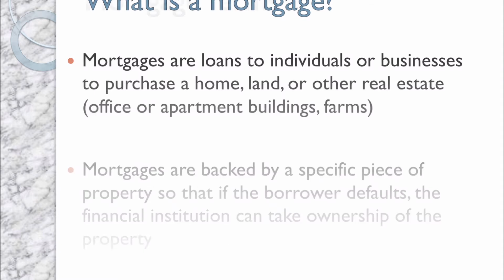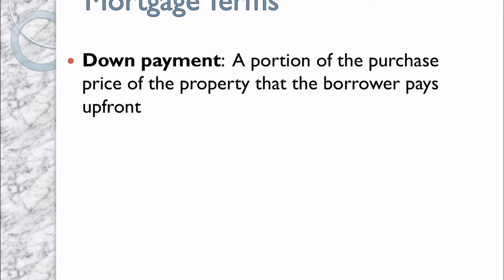So moving forward, some key mortgage terms. First, within a mortgage, you have this thing that is called a down payment. A down payment is a portion of the purchase price of the property that the borrower pays up front. So typically, this down payment is at least 20% of the property value. Typically, if it's less than 20%, you're going to need some type of private mortgage insurance, so PMI, which is just another fee that you would end up having to pay.